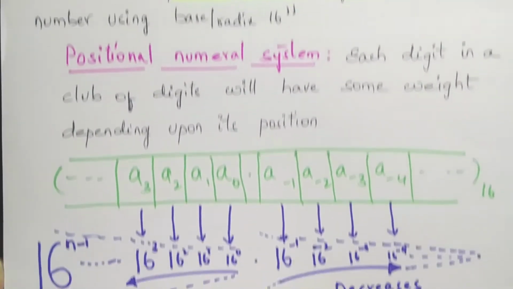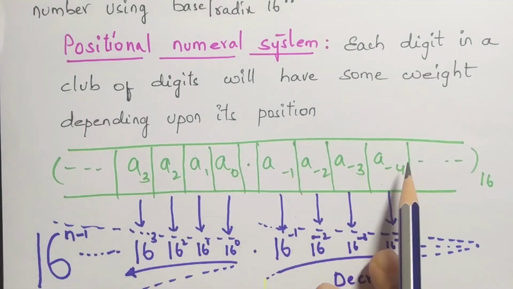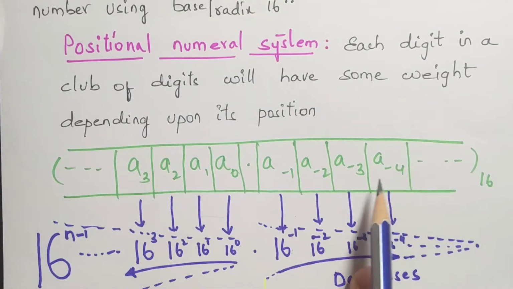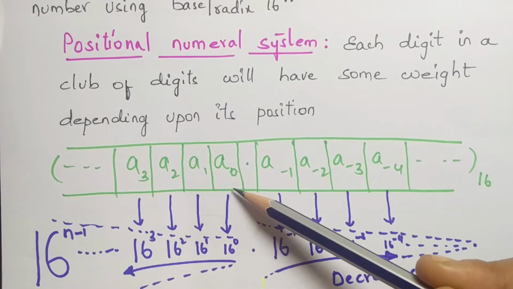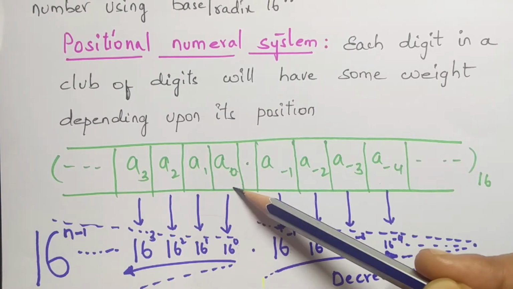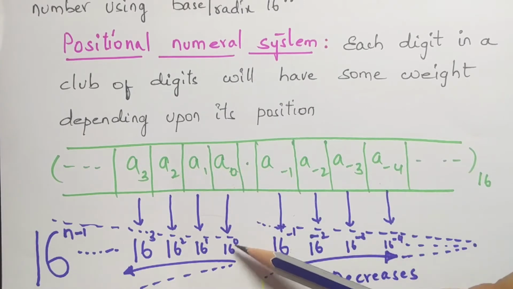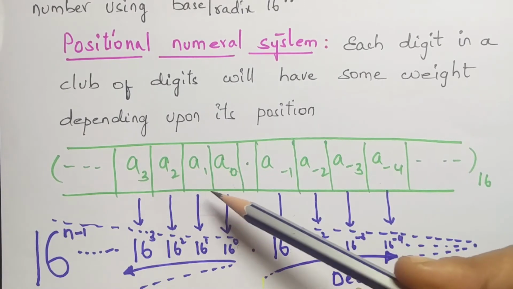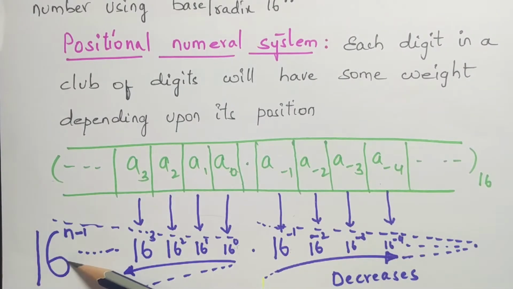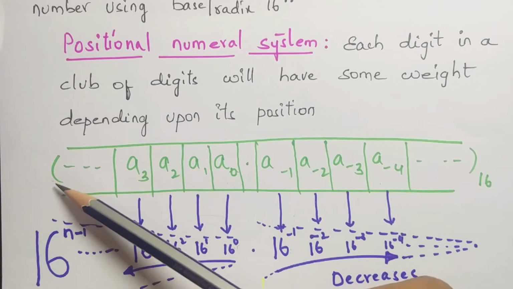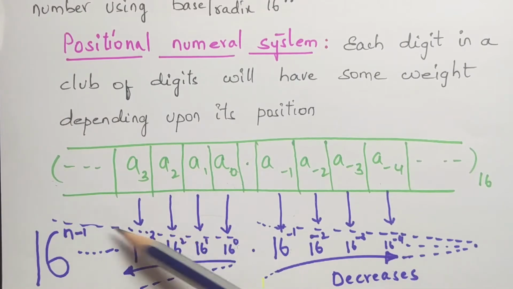For example, as you can see here, if you consider this series as a hexadecimal number, then each digit will carry a weight with it, and depending upon its position the weight will vary. For example, the digit at the LSB will carry the least weight because 16 power 0 is 1, and the digit at the most significant bit will carry the highest weight. It means from LSB to MSB the weight will go on increasing.